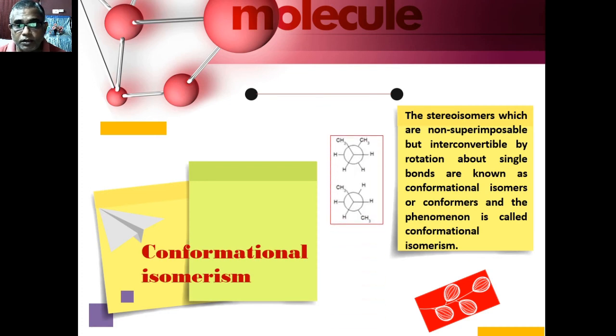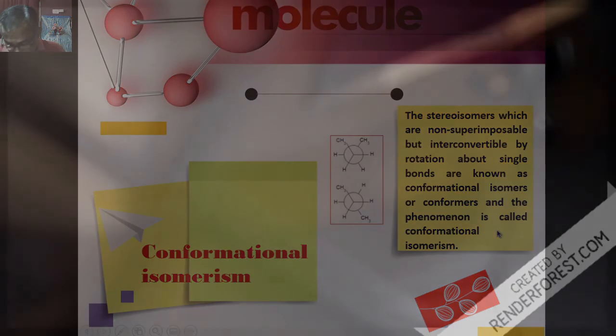On the other hand, conformational isomerism arises in molecules which have the capability of rotating across the carbon-carbon single bond, and the stereoisomers which are non-superimposable but interconvertible by rotation about single bonds are known as conformational isomers or conformers, and the phenomenon is called conformational isomerism.